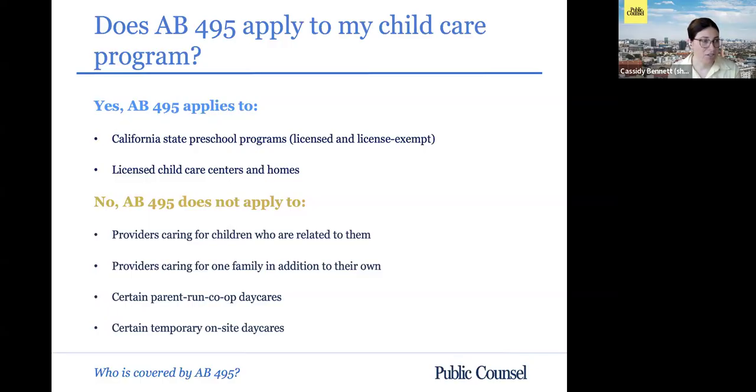The licensed child daycare facilities also, and most family child care homes also, must adopt the model policies or use equivalent protections by July 1st, 2026 as well. And that refers to all licensed childcare facilities in California, including licensed California state preschool programs. So that includes most family childcare homes, most preschools, and other early childhood education facilities in California.